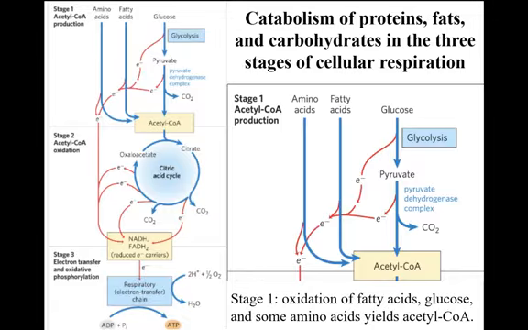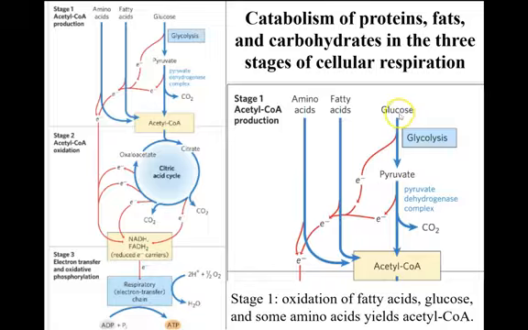The first stage is that acetyl coenzyme A is produced. The second step is that acetyl coenzyme A is oxidized. And then the third step is electron transfer and oxidative phosphorylation. So what you see right here is stage one, which is the oxidation of fatty acids, glucose, and some amino acids that ends up yielding acetyl coenzyme A.